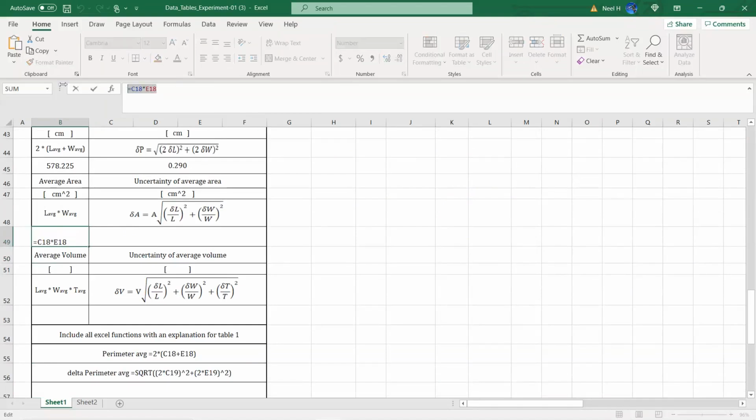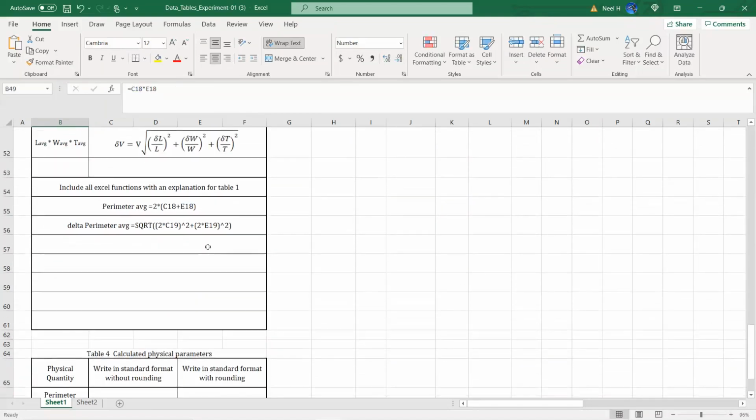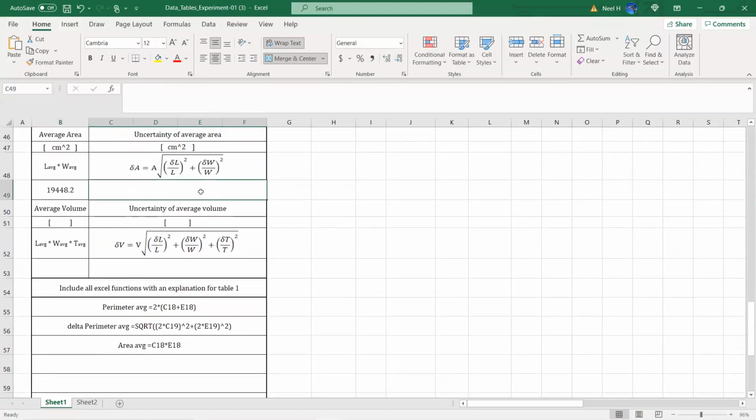So let's copy that function, paste it here. This is going to be area average, area AVG. Let's do the error for that one. Any question, guys?